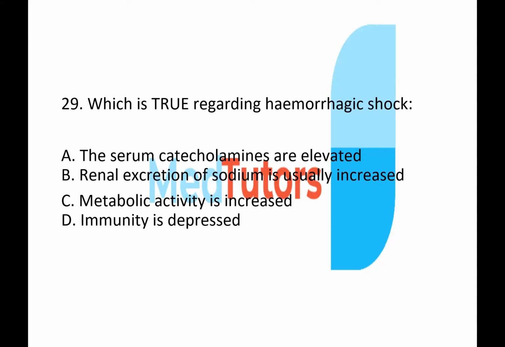Catecholamines are elevated in order to what? Cause vasoconstriction, to reduce blood loss. So A is correct.